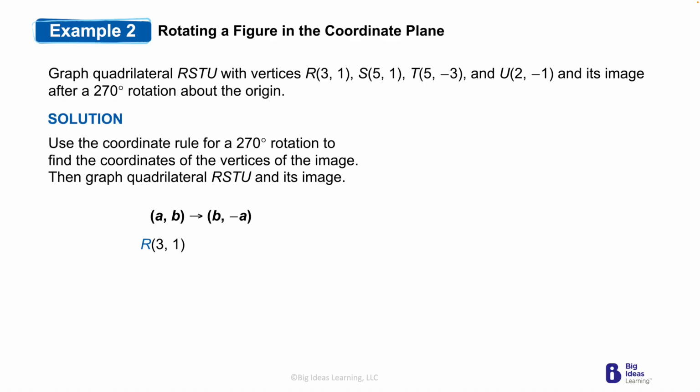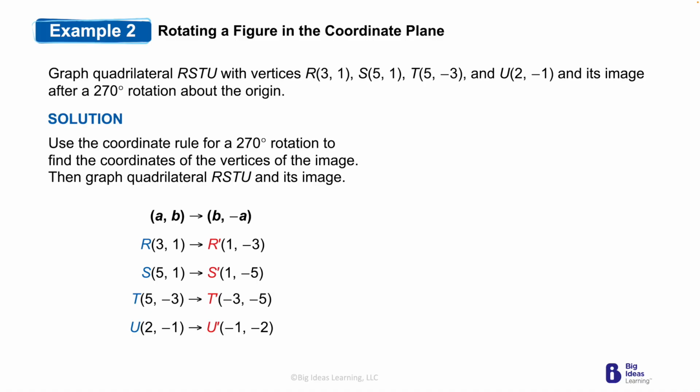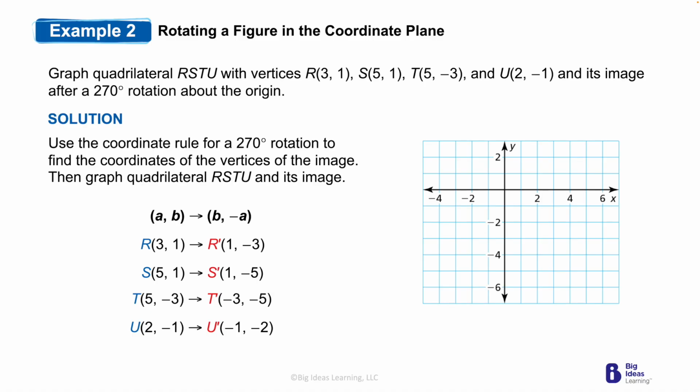So if I'm at 3, 1, now I'm at 1, negative 3. 5, 1 becomes 1, negative 5. 5, negative 3 is negative 3, negative 5. And 2, negative 1 is negative 1, negative 2. And you just go in there and start graphing everything. So there's R, S, T, and U. It's going to rotate around the origin counterclockwise. And look just like that.